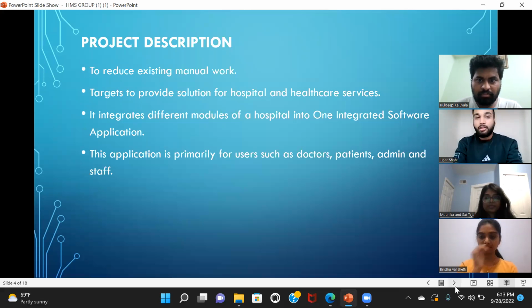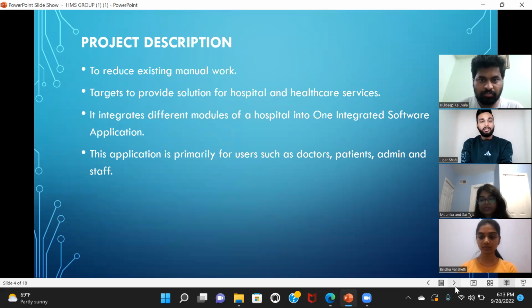As we can see, this is our project description. The main objective of the project is to reduce the existing manual work. The manual work that goes into hospital management includes registering information for the patients and accessing their information, which is all done by paperwork. Through our project, we will try to reduce the paperwork and store every piece of information digitally so that there is no information loss as well.